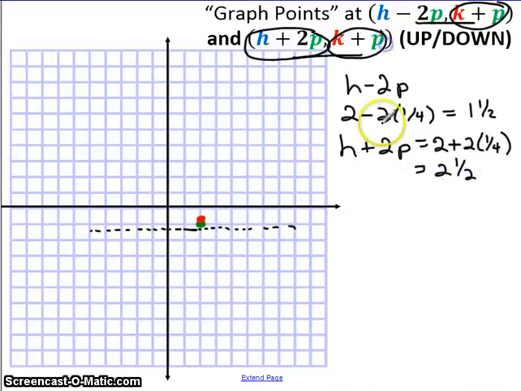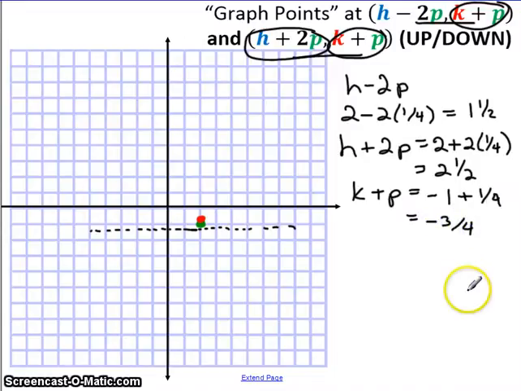And then our y value is the same for both of these. k plus p equals -1 plus 1/4, which is -3/4. So the other thing that you might notice is that these graph points are going to line up with the focus. Okay, so in this case we're going to go to 1 1/2, -3/4, and 2 1/2, -3/4. And we'll sketch our parabola through here. So a much narrower parabola that's going through those points right there.